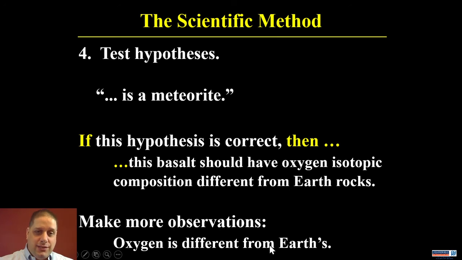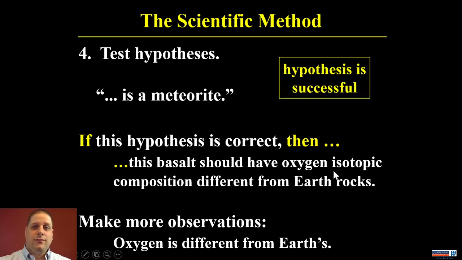And so when we test our rock sample, our basalt, we see that its oxygen is different from that on Earth. And it has this space-like signal. So our hypothesis is successful. Does that mean it's a meteorite? No, it does not mean it at all. It just means that we have not falsified our hypothesis yet. So now we have to think of some new tests for this, some new ways to disprove it.